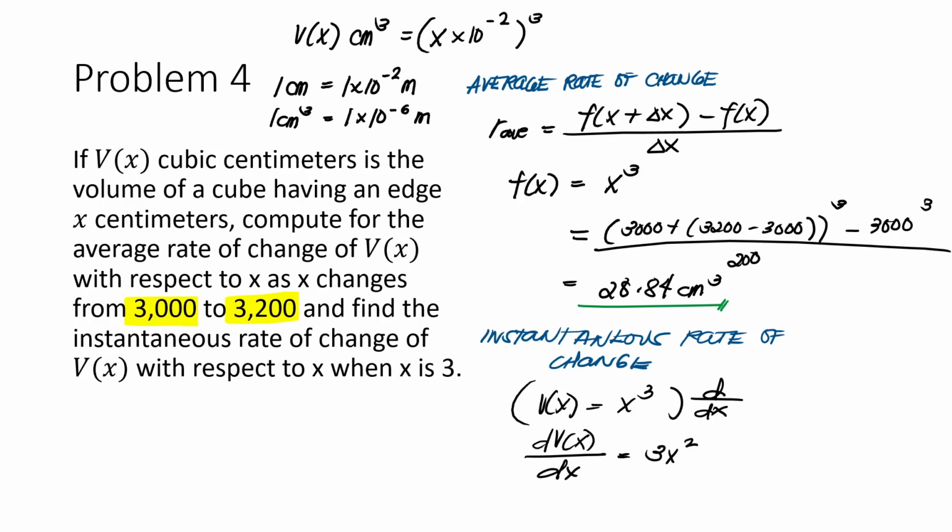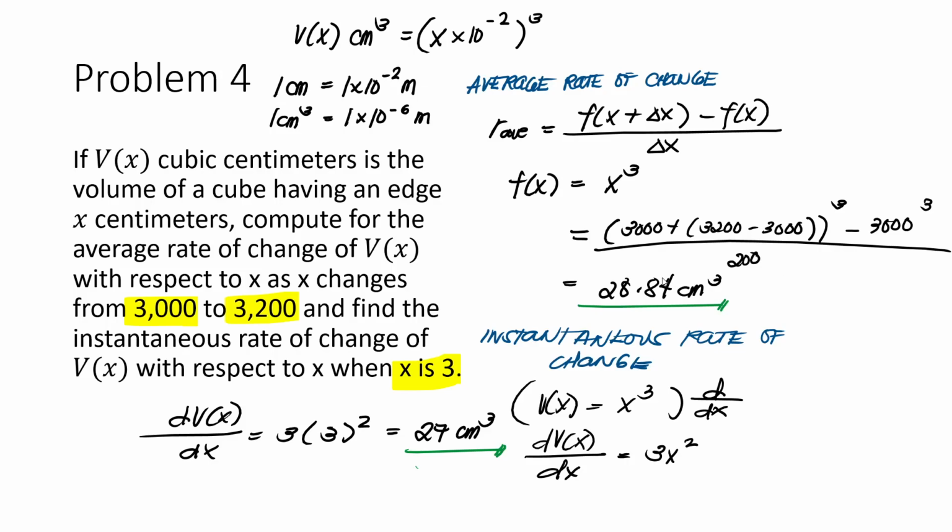The question is, what is the instantaneous rate of change when x is equal to 3? So, we can just substitute. Therefore, dv of x over dx is equal to 3 times 3 squared, which is equivalent to 27 cubic centimeter. That is the difference between the instantaneous rate of change and the average rate of change. Okay? So, that's how it is. I hope you guys got it. You can pause the video and copy.